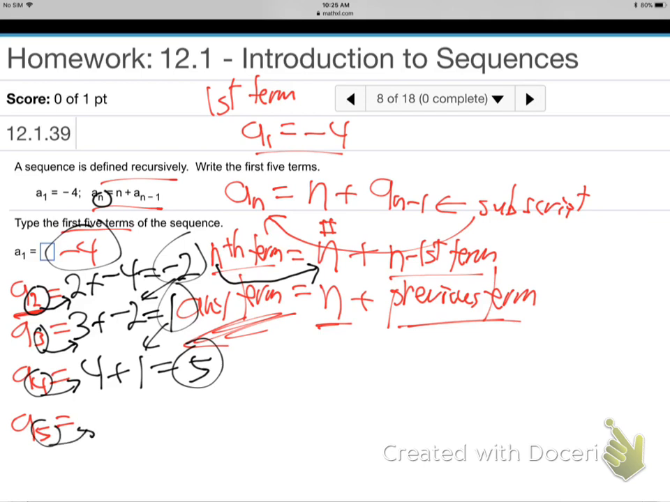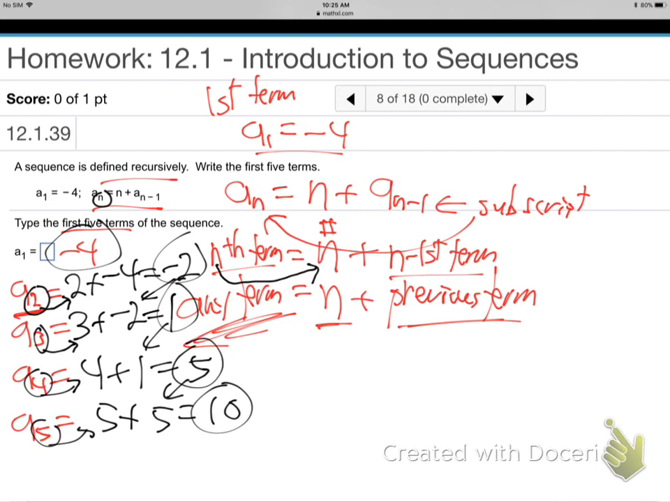So it's 5 plus the previous term. 5, 10. And there we go. We good with that? All is well? Do you see the pattern in the numbers? 10, 30. What's the pattern in the numbers?